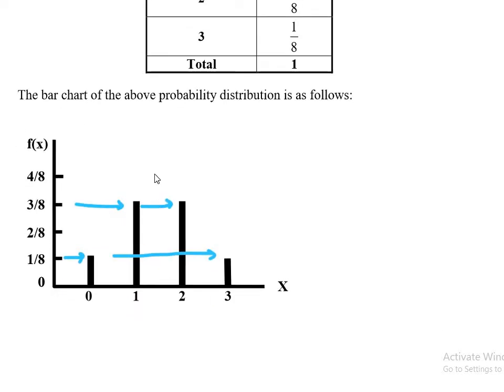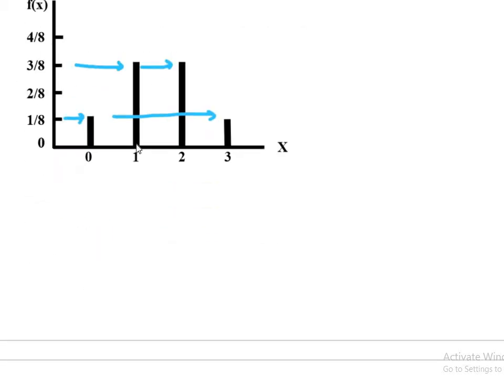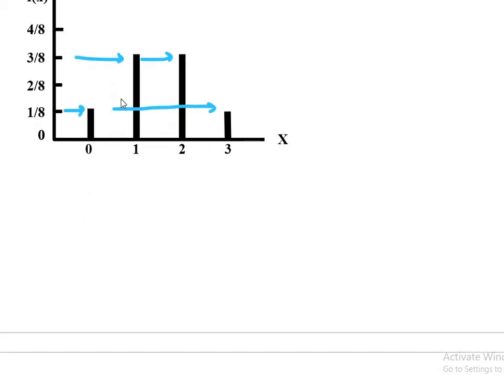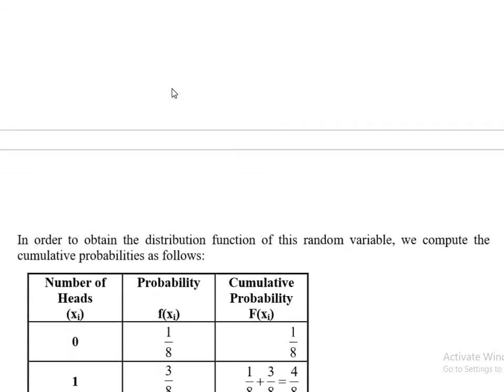So this is called the bar chart or line chart. Both names are used, bar chart, line chart. Some people call it probability histogram as well, but very rare. Because you see, we are not making rectangles. We are making bars here or lines here. So these are called bar charts, line charts.